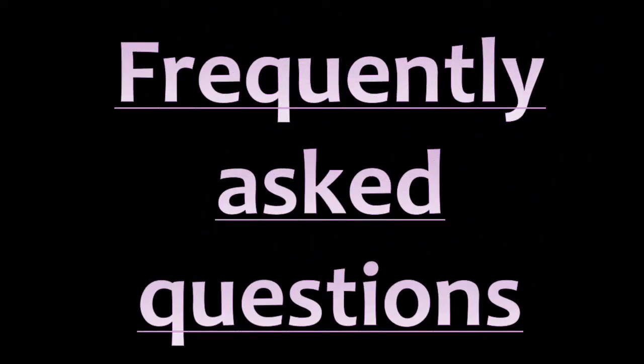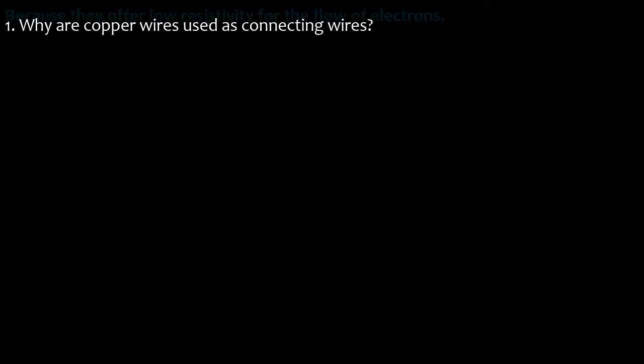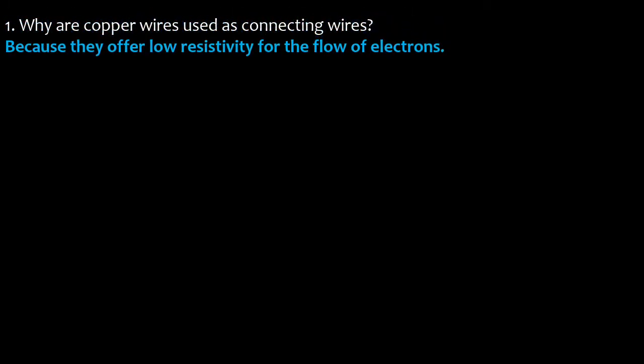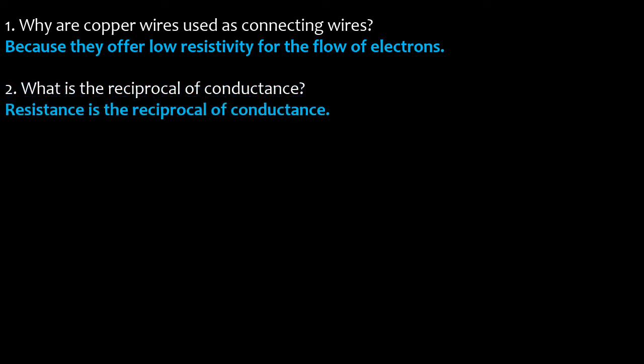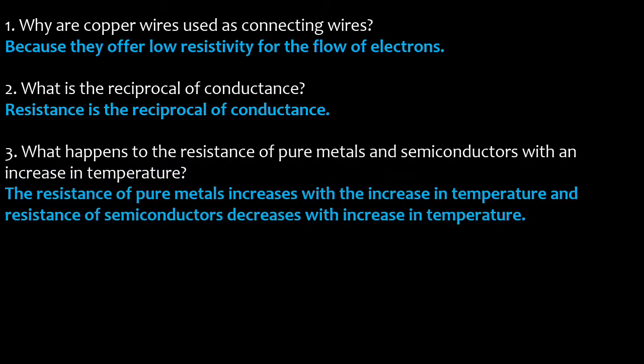Frequently asked questions, FAQs. Why are copper wires used as connecting wires? This is because they offer low resistivity for the flow of electrons. What is the reciprocal of conductance? Resistance is the reciprocal of conductance. What happens to the resistance of pure metals and semiconductors with an increase in temperature? The resistance of pure metals increases with the increase in temperature, and the resistance of semiconductors decreases with increasing temperature.